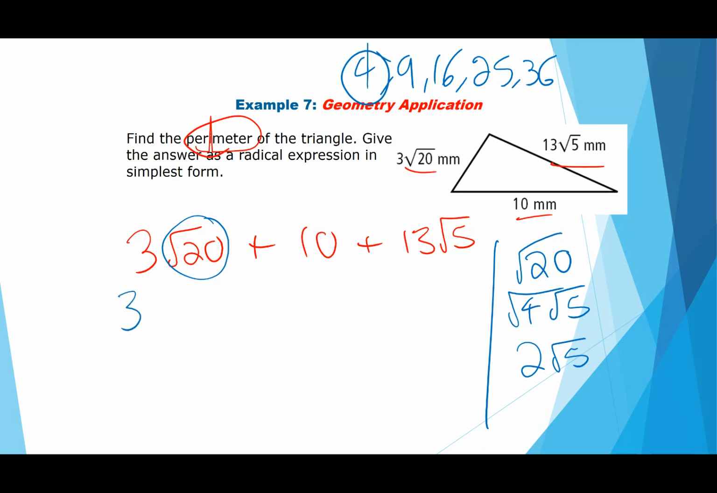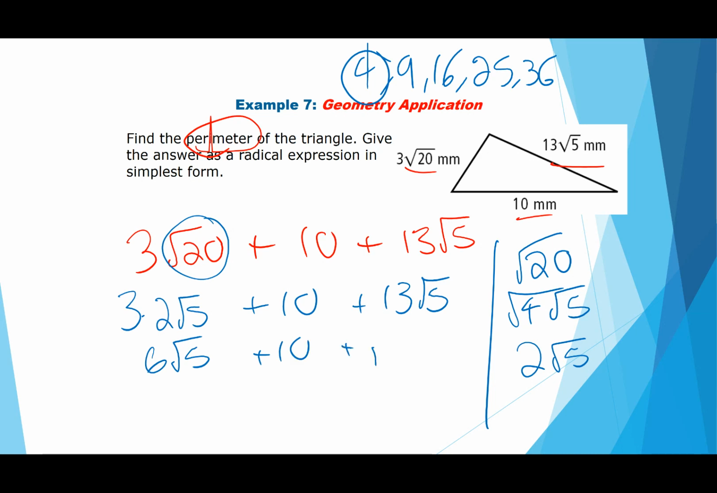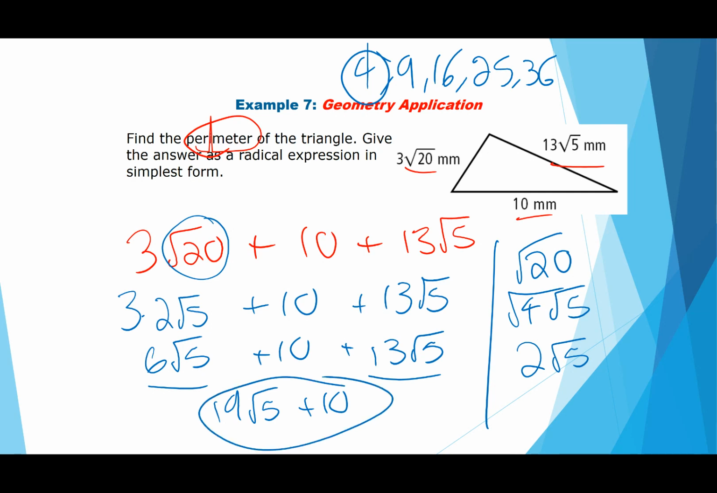Now keep in mind that we're multiplying that with 3 still. 3 times 2 square root of 5, plus 10, and then plus 13 square root of 5. Everything's pretty simplified here. Let's go ahead and multiply the 3 with that 2 to make 6 square root of 5. But this first term and the last term are like radicals. The 6 square root of 5 and the 13 square root of 5 can be combined together. So 6 plus 13 makes 19. So that would be 19 square root of 5. And then the 10 just gets carried down. So there's your answer for this one.